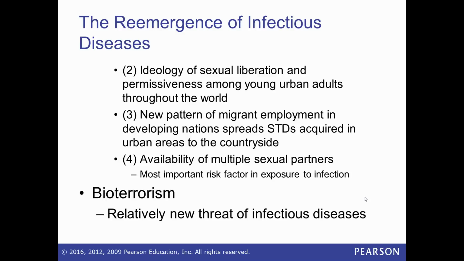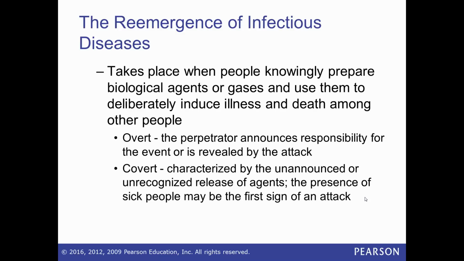All right, now a little bit less common, but certainly something that is on people's radar screens these days is bioterrorism. It's a relatively new threat of infectious diseases, and it takes place when people knowingly prepare biological agents or gases and use them to deliberately induce illness and death among other people. Now this can happen either overtly or covertly. Overt meaning the perpetrator announces responsibility for the attack or is revealed by the attack, and covert, which is where it's unannounced. And the release of agents may be unrecognized until people start getting sick.